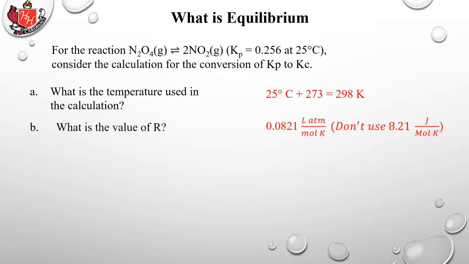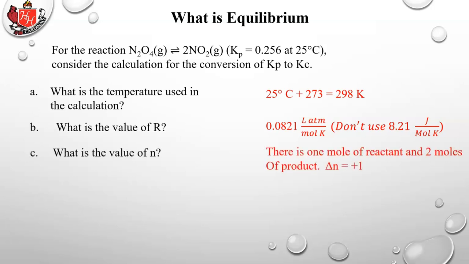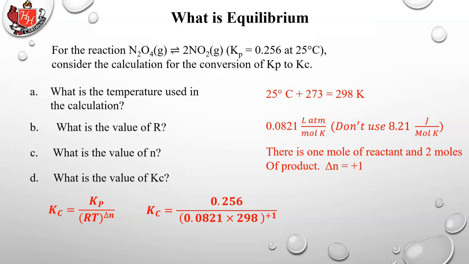What is the value of R? There it is. It's the liter atmosphere over mole Kelvin, R constant. What is the value of delta n? Now, look at the equation. You have 1 mole of N2O4 on the left, and you have 2 moles of NO2 on the right. So the number of moles change from 1 to 2 as you go from left to right, and therefore delta n is positive 1 mole. And what is the value of Kc? Okay, so there's the formula. You plug in the numbers, verify that you understand those numbers, and that would give you a Kc value of 0.01. Again, no units of measure.